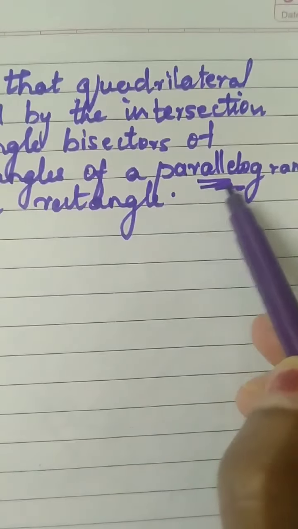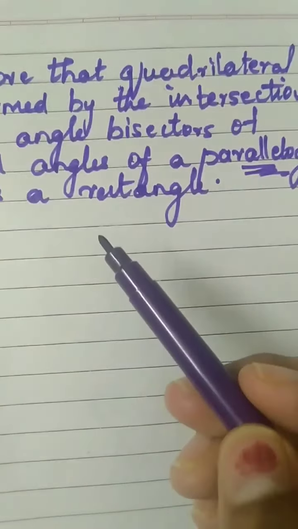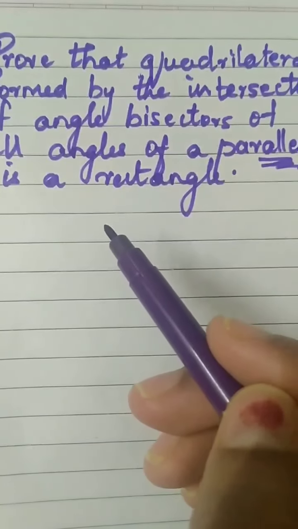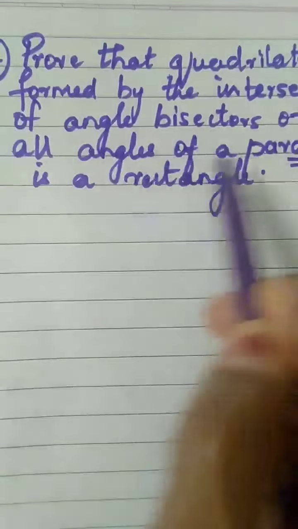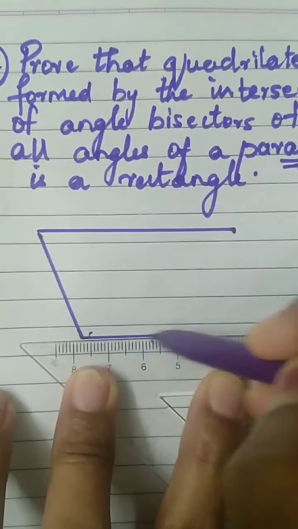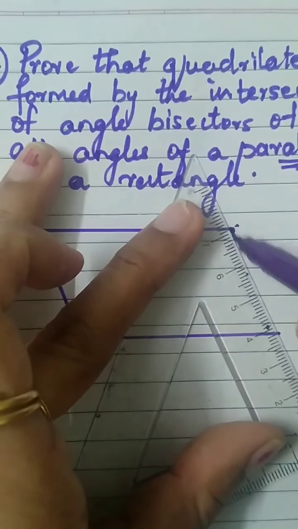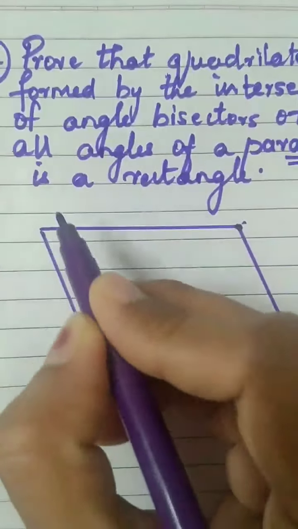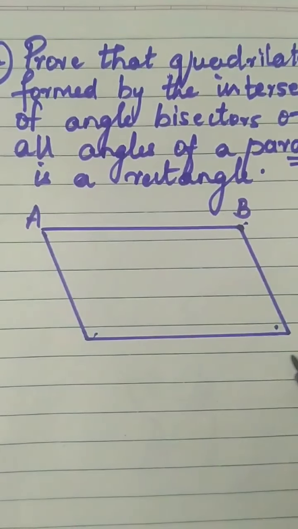So we know that it is a parallelogram. The quadrilateral is a parallelogram, and we want to prove that the quadrilateral which is formed by intersection of angle bisectors of the parallelogram. So let us first draw a parallelogram. Draw a little bigger parallelogram because we want to show the angle bisectors also. Okay. So we have a parallelogram. We will name it as ABCD.